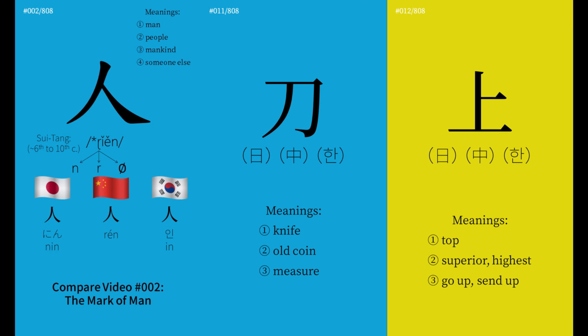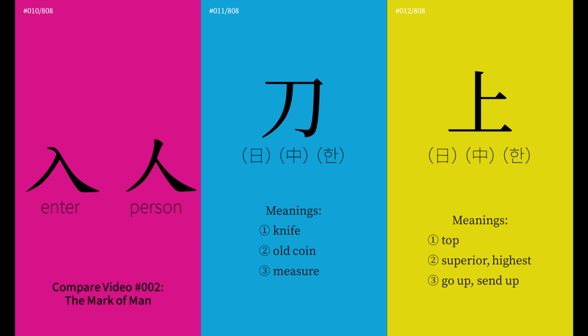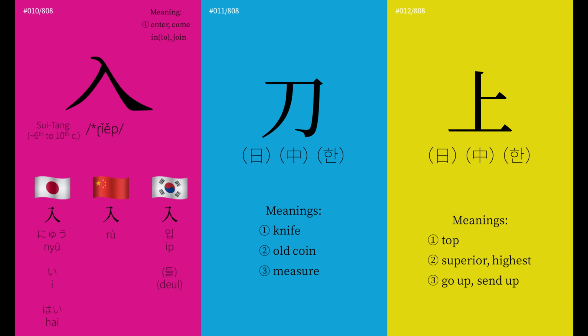Coincidentally, this sound change also takes place for the character for person. The two characters also look similar, so be sure not to confuse them. Lastly, the Japanese also have additional readings of i and hai, and the Koreans have tul. Note that this is different from tul, which means two.